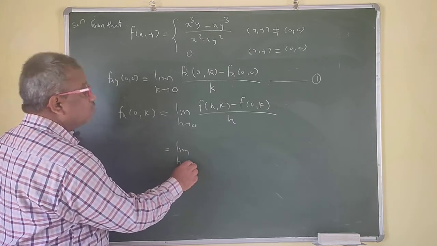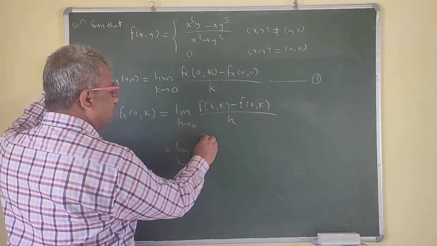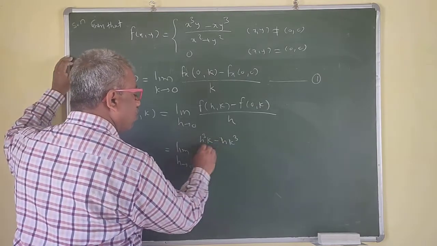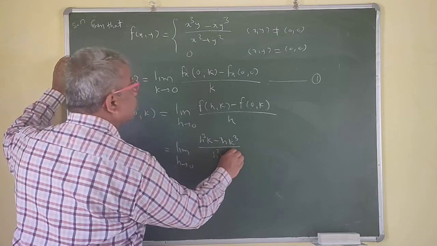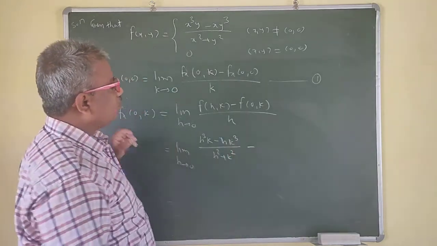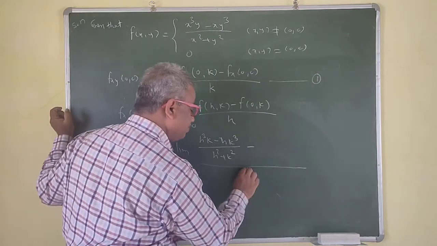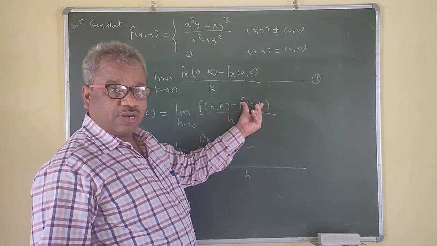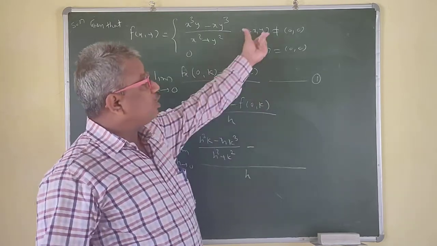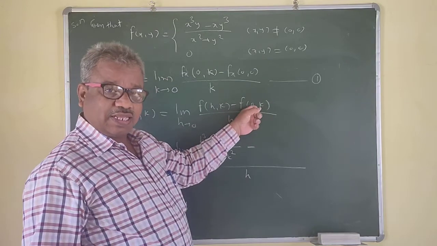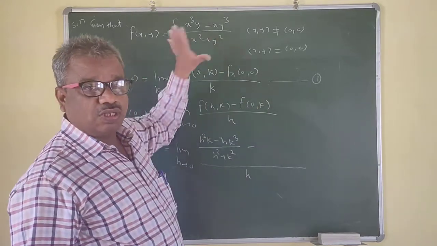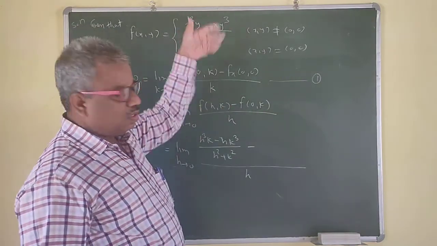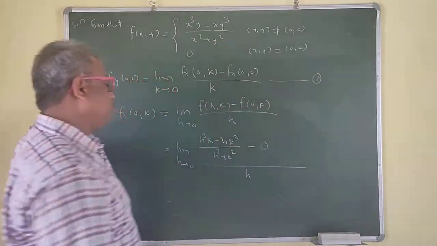So this is the limit as h tends to 0 of (h cube k minus h k cube) upon (h square plus k square), upon h, minus f(0,k). That means this is at (0,k) also, if k is not equal to 0, that means xy is not equal to 0. So what we will do here? We'll put x equal to 0 and y equal to k in the original function. If you put x equal to 0, your numerator becomes 0. That means everything is 0. So this is 0 now.